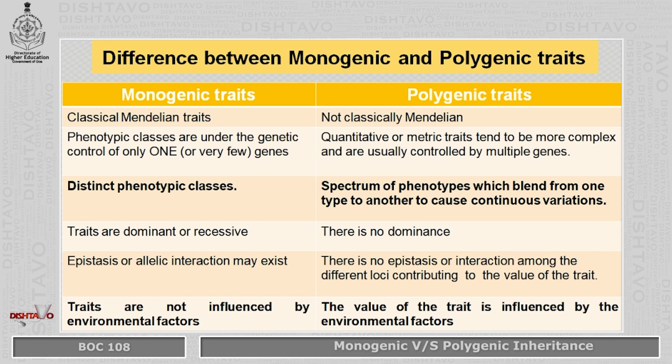In monogenic traits, the traits may be dominant, recessive. No such dominance or recessiveness is observed in the polygenic traits. In monogenic traits, they may express epistasis, they may express allelic interactions. However, in polygenic traits, no such epistasis or interactions amongst the different loci contributing to the value of the trait is seen. Also, in monogenic traits, the traits are not influenced by environmental factors, whereas in polygenic traits, the value of the trait is influenced by the environmental factors.